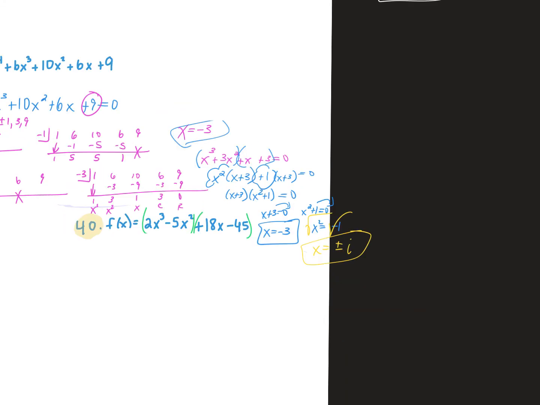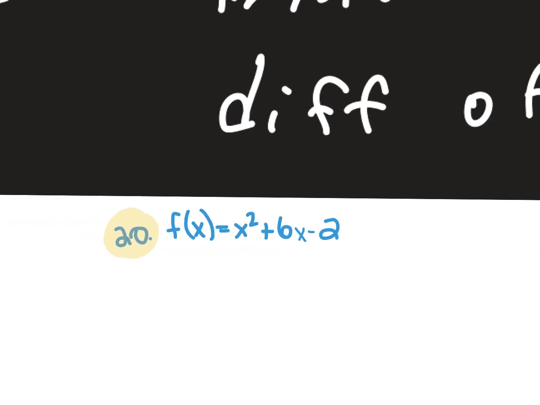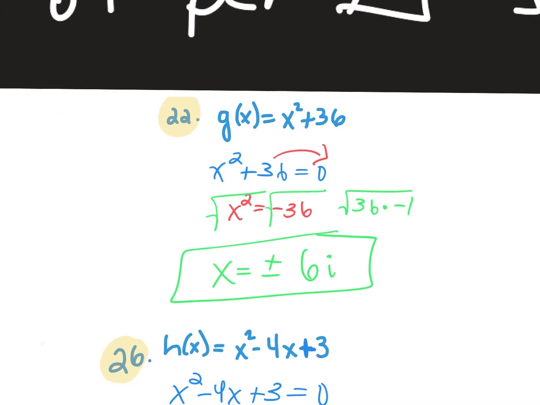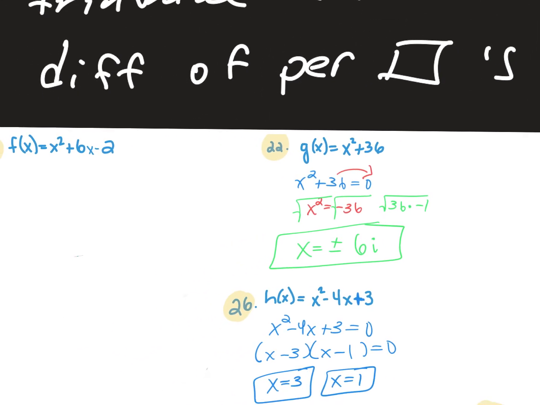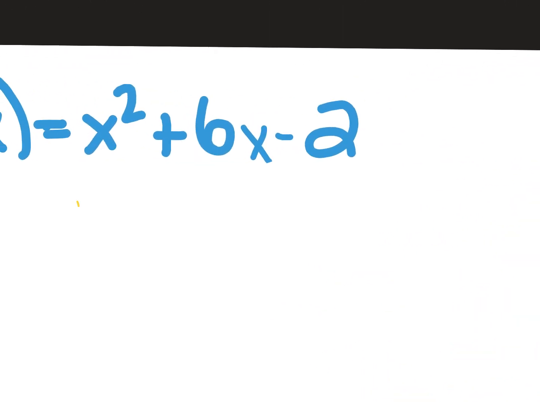All right, want me to go back up to 22? Let's look at 22. 22 here. Yeah, no problem. And then we can go over to 20. Is 20 going to work out nice and pretty? No, there's no GCF. There's no factors of negative 2 that'll multiply to give me negative 2 and add to give me 6. We're going to have to use the quadratic formula. So A equals 1, B equals 6, and C equals negative 2.